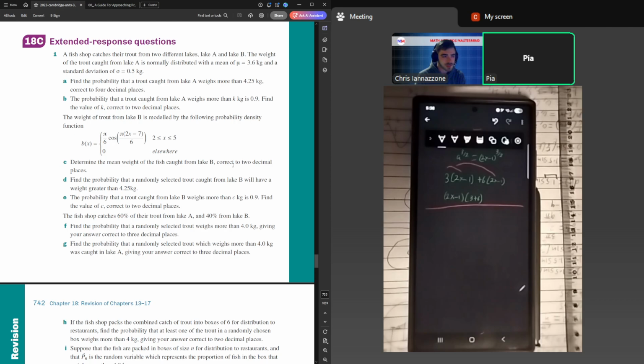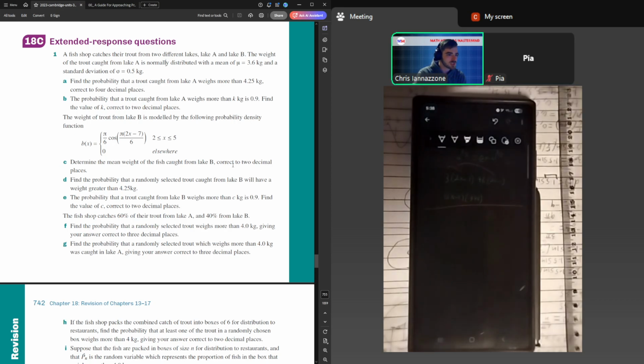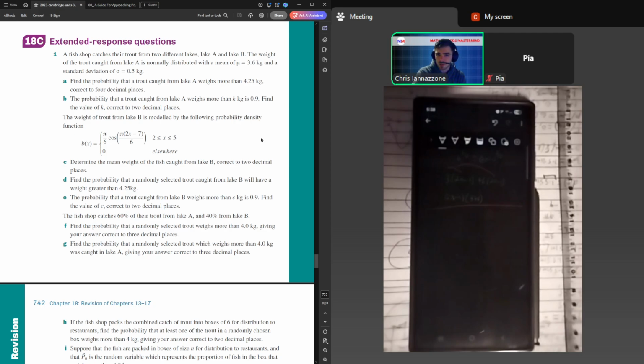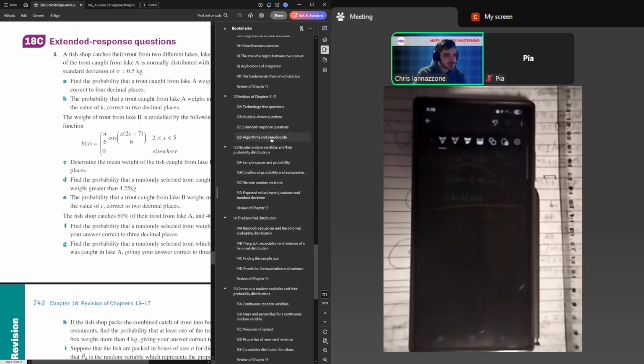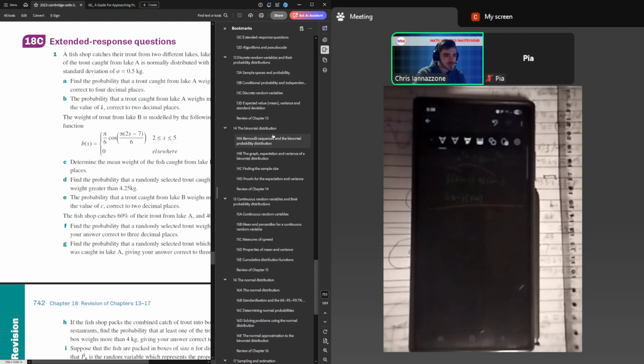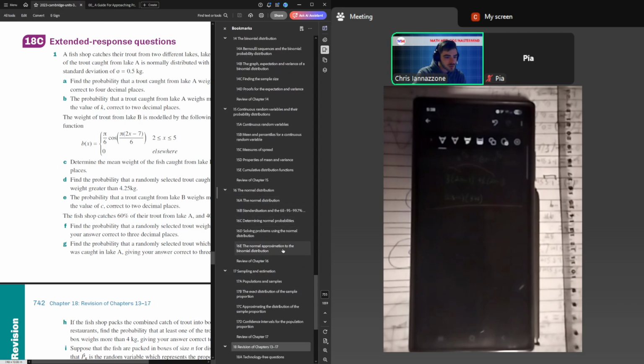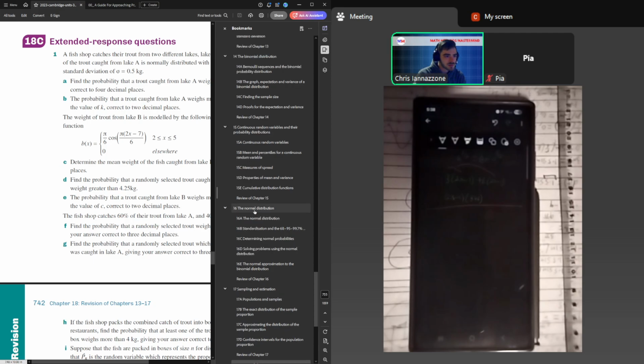Not really. Really? Okay. But one of the first things we can try and figure out is what kind of probability we're working with. So it's pretty much going to be one of chapters 13 through 14. Do we have discrete, binomial, continuous, normal, or sampling and estimation? Which one do we have?